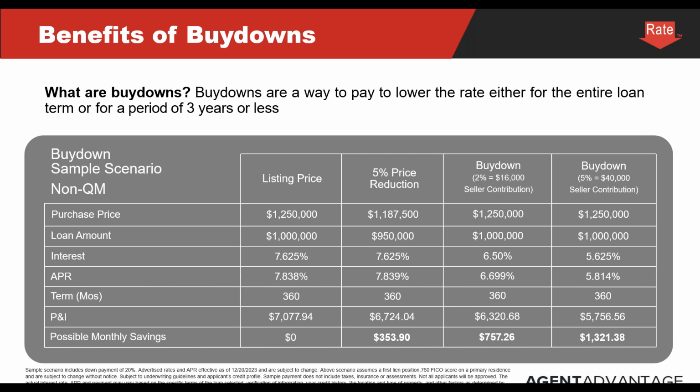Now, let's say you're feeling generous and you really want to move this property. It's been sitting there a minute. You do a 5% buy down. All right. Listen, at $40,000, it's still way less than the 5% price reduction. It's still less money. Everybody walks away from this transaction with more money. And the borrower saves $1,321.38 a month for the life of the loan, guys. That's a huge savings on that $40,000 seller contribution. And that's a huge benefit to increasing purchasing power. All that and buying that rate down.